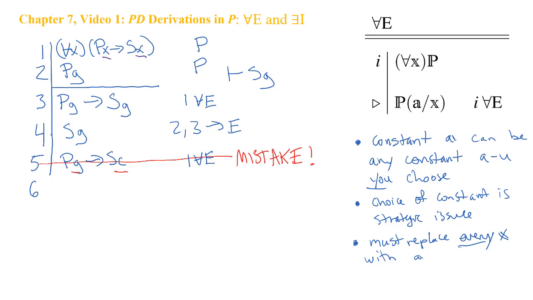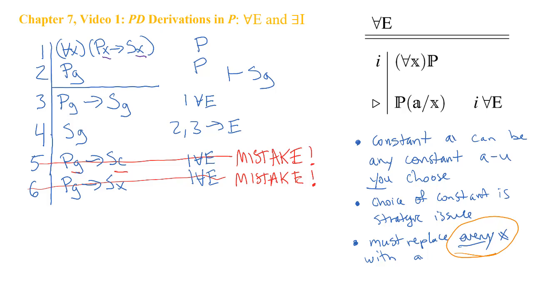Similarly, we might make this mistake. Again, let's say we put in g for the first x and then leave the second x in there. Well, this also is a mistake. It is not an application of universal elimination because we did not replace every instance of the variable x.